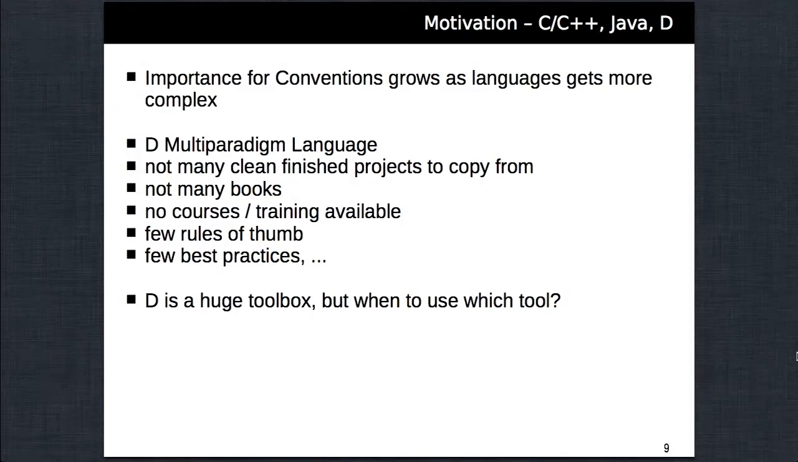And it's also difficult that there are not many finished projects. We have Phobos, we have some libraries, but I do not know any released application that could be used as an example. We do not have many books. We have no courses or training available. We just have a few rules of thumb and a few best practices. And when you look at D, then you just see D as a huge toolbox, and you can't tell the developer which tool should be used when.